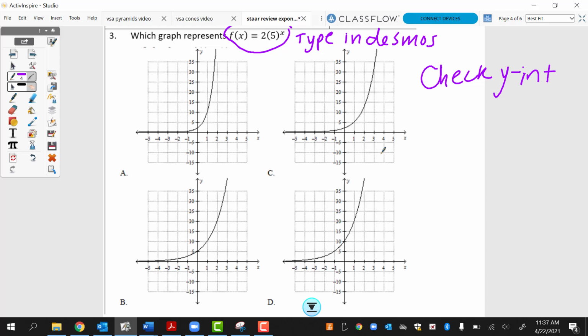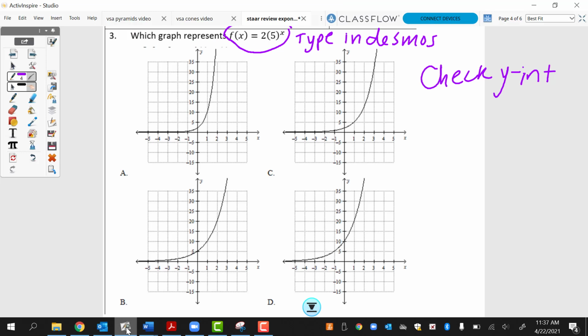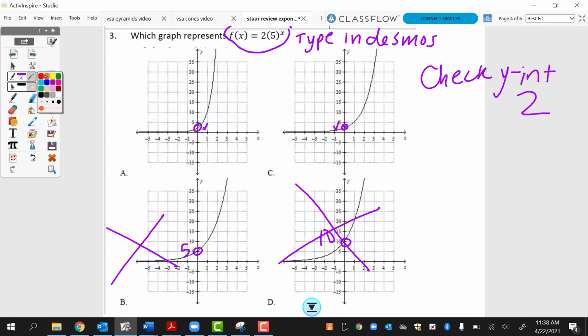So let's look at my graph. In my graph, I'm clicking the dot for y-intercept. The y-intercept's at 2. I'm going to check these y-intercepts. I know that is where it is. Okay. So this is between 0 and 5. So that's possible. Great. This is at 5. That can't be that one because it's supposed to be at 2. This one's at 10, so that's definitely not right either. So since both of those are possible, next we have to check the number at 1.